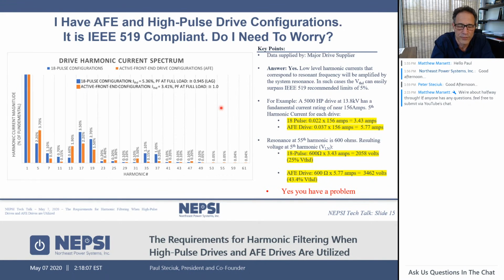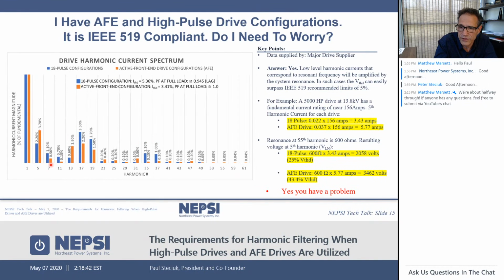I've taken an example. We have a major drive supplier who has supplied some data, and this is a pretty good representation for what you could expect for drive harmonic currents for both an 18-post drive and an active front-end drive. One of the things that's interesting to note is the 18-post configuration has about a 0.95 lagging power factor. The active front-end has a near 1.0 power factor. So you do not need to add capacitors for the active front-end drive to get the unity power factor, but you may have the balance of the plant to worry about.